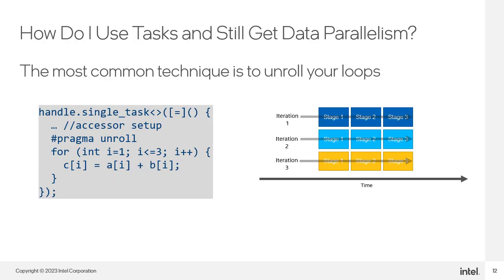How do I use task and still get data parallelism? In GPUs, parallelism is achieved by having many operations run at once. This is referred to as task parallelism. You can achieve the same in a single task work group as well. When you program your kernel scope in single task, you must always have an outer loop that will execute your computation repeatedly, that is, again and again.